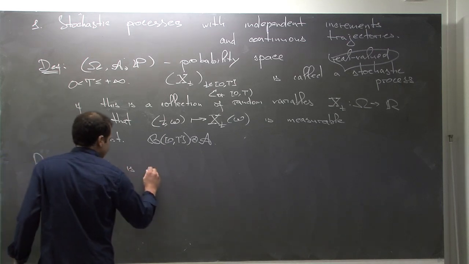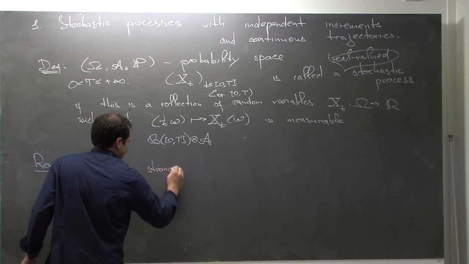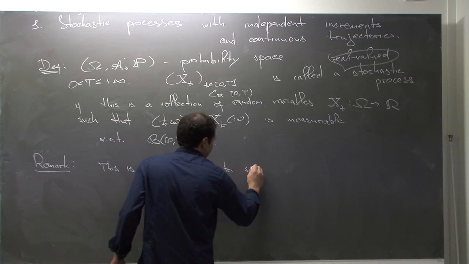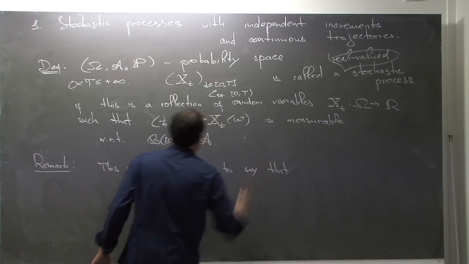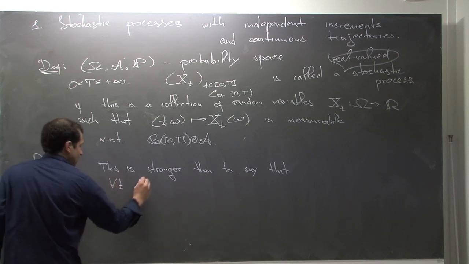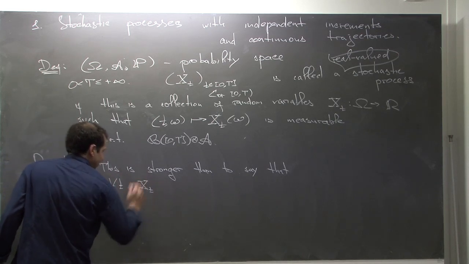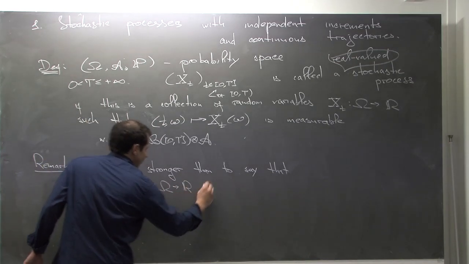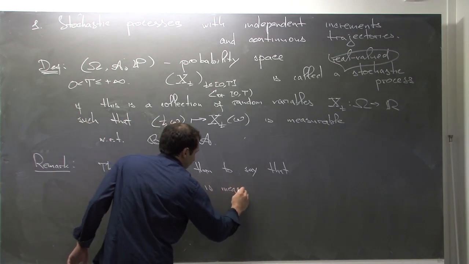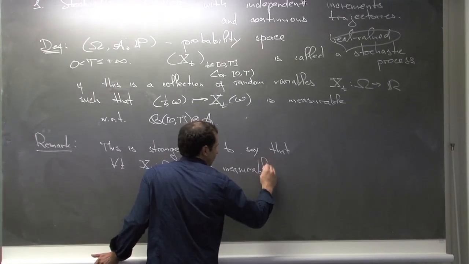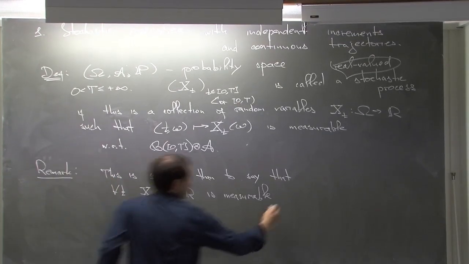This is stronger than to say that for every t, this mapping is measurable with respect to me.